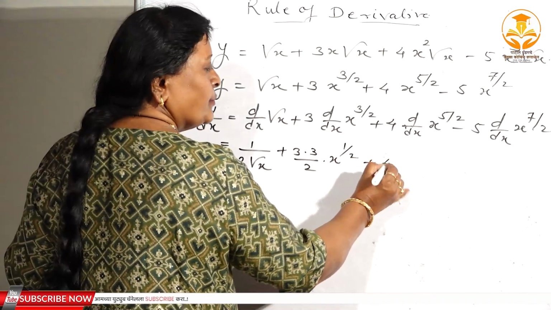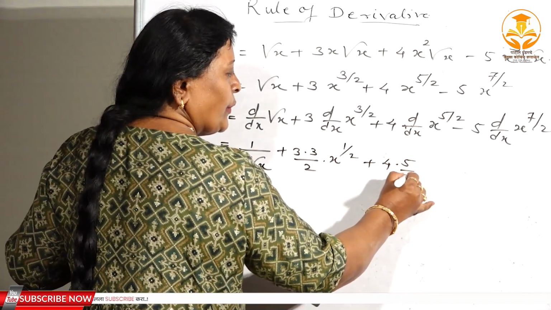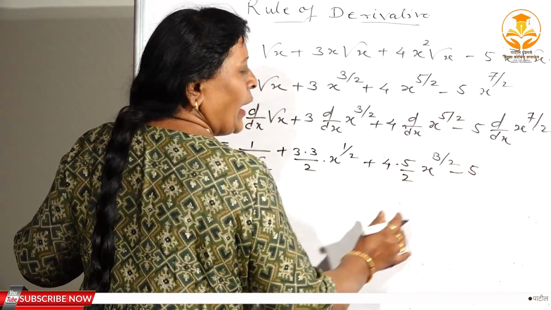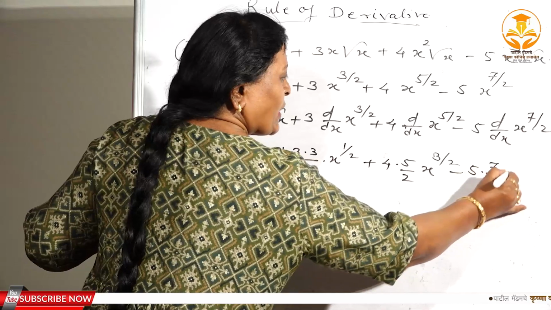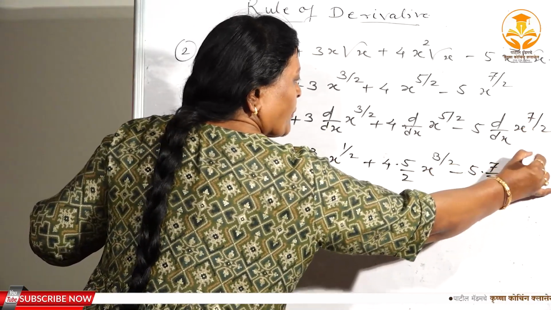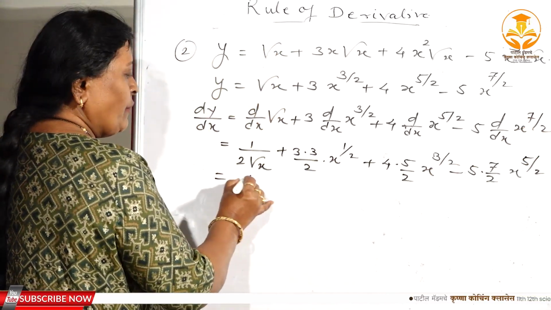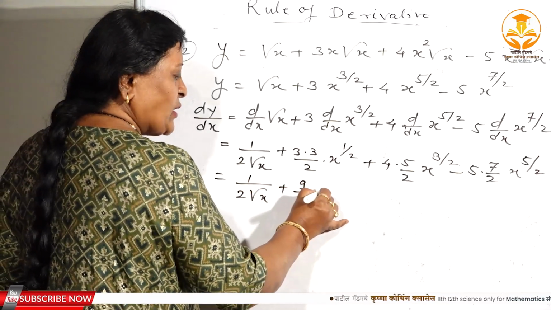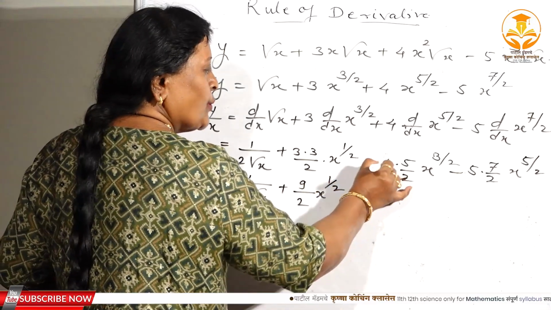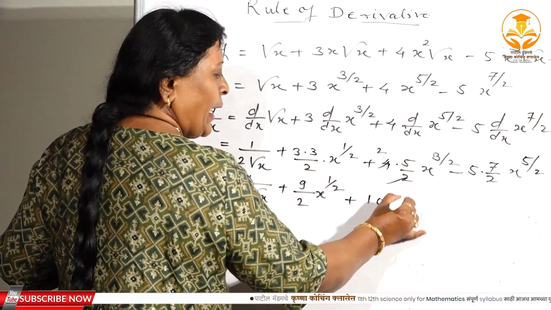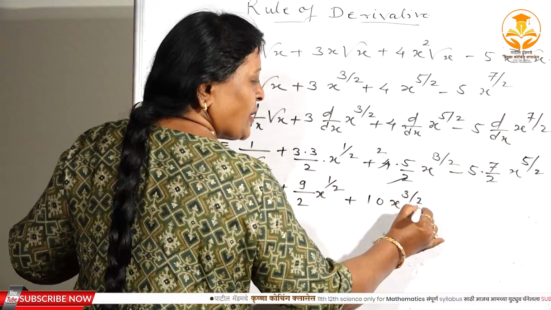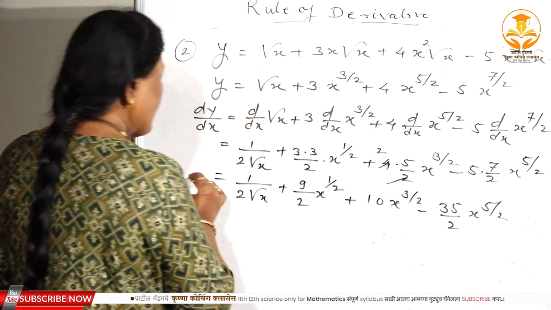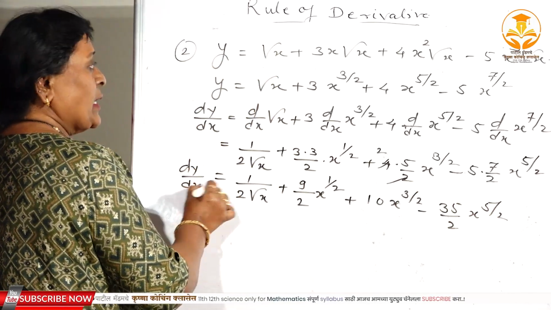Again 4 multiplied by 5/2 x to the power 5/2 minus 1, that is 3/2; minus 5 again 7/2 x to the power 7/2 minus 1, that is 5/2. See, 1/2 root x. Simplify: 9/2 x to the power 1/2, again 2 threes are 6... 2 fives are 10, x to the power 3/2, 7 fives are 35, 35 divided by 2 x to the power 5/2. This is the derivative, isn't it?